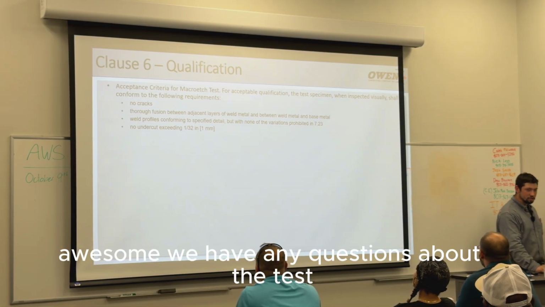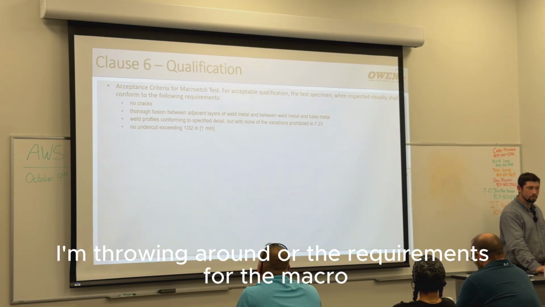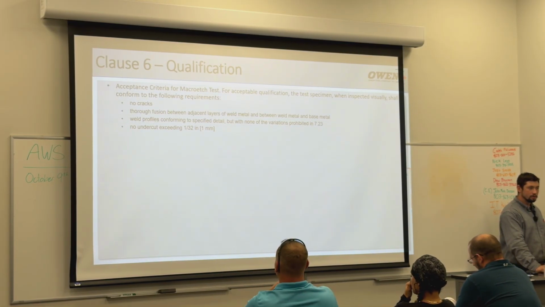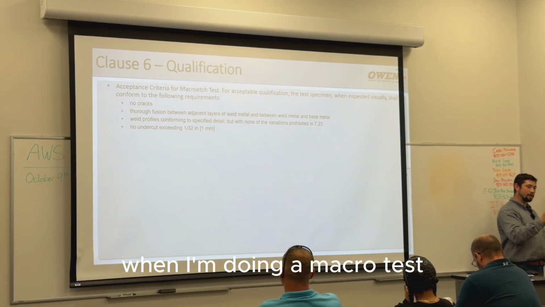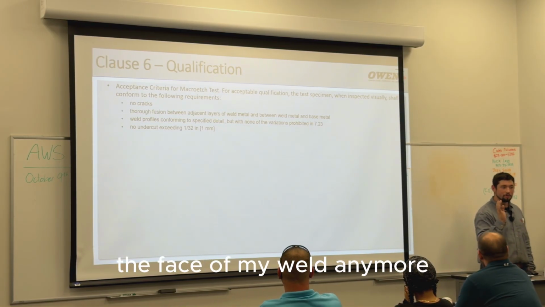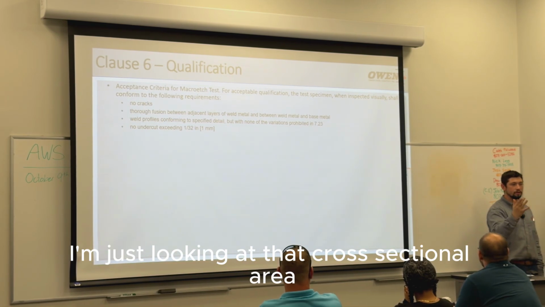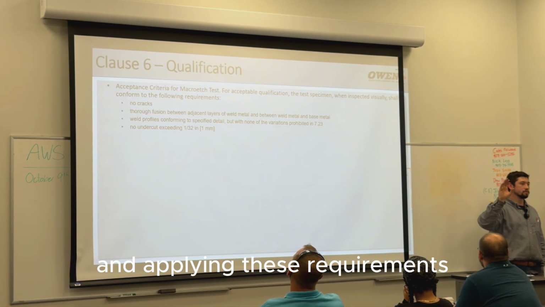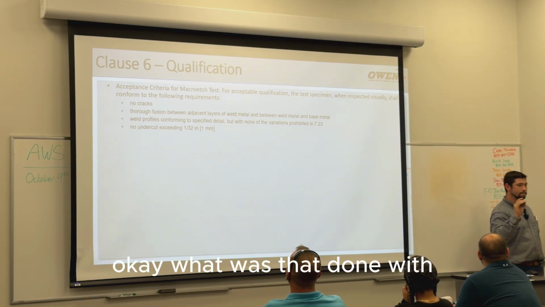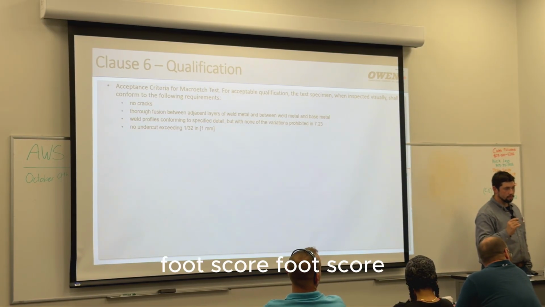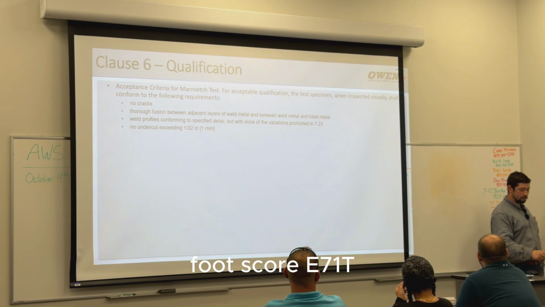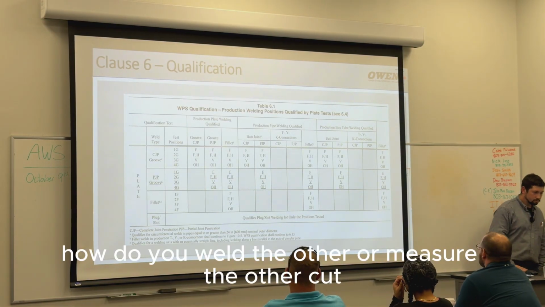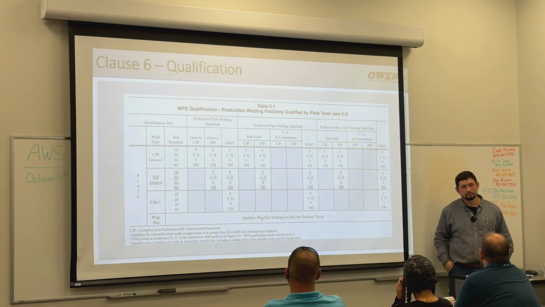Awesome. Do we have any question about the test I'm throwing around or the requirements for the macro? Do y'all know what y'all are looking at? We're looking at the cross-sectional area of that weld. When I'm doing a macro test, I actually don't look at the face of my weld anymore. I'm just looking at that cross-sectional area and applying these requirements. What was that done with? Flux core. It was a 1/16 flux core E71T. How do you measure the undercut?